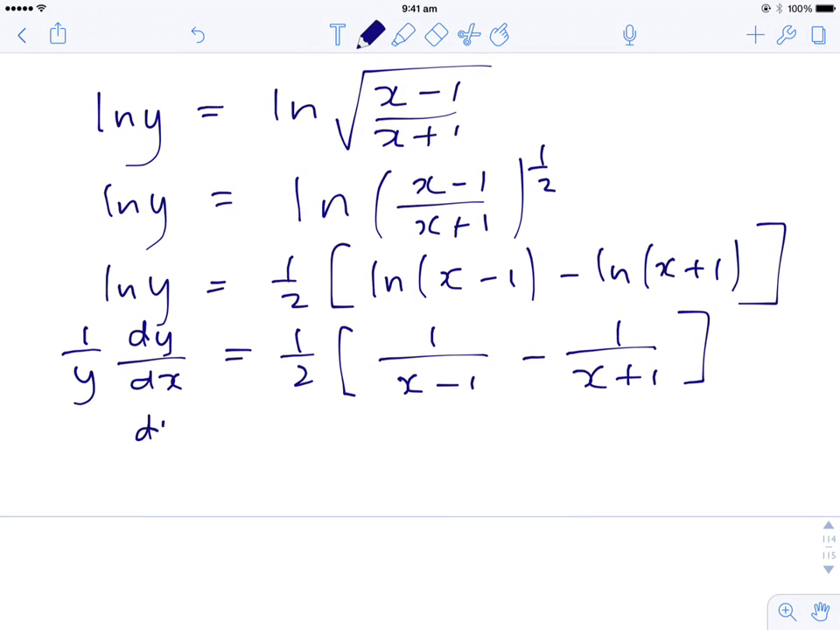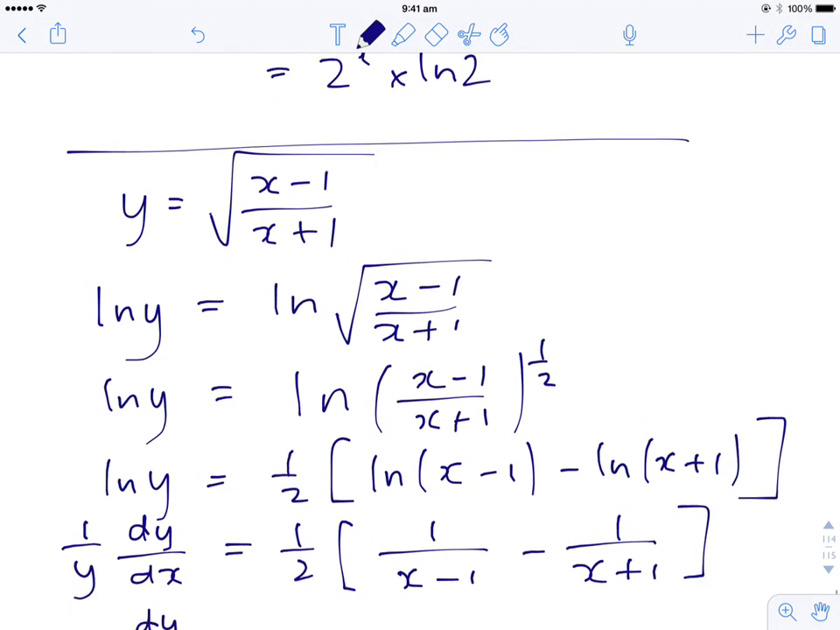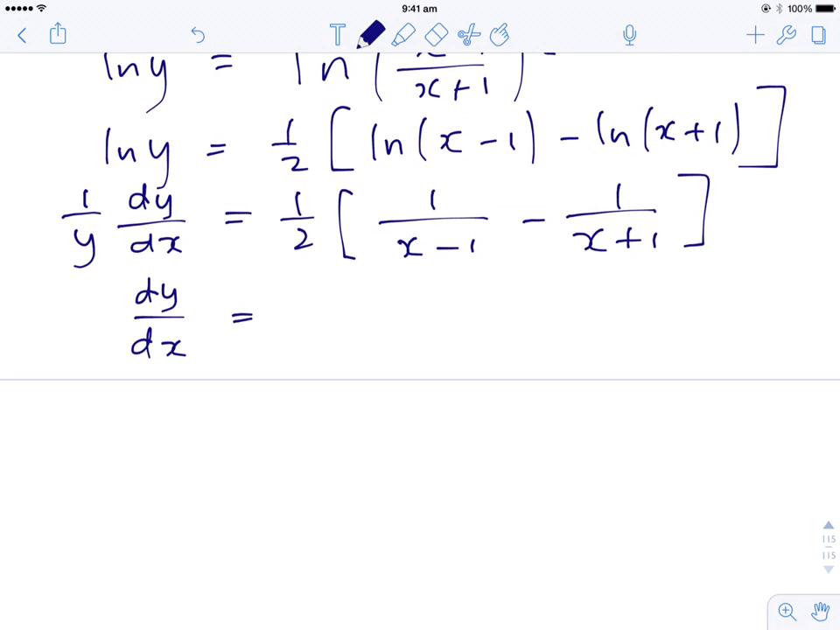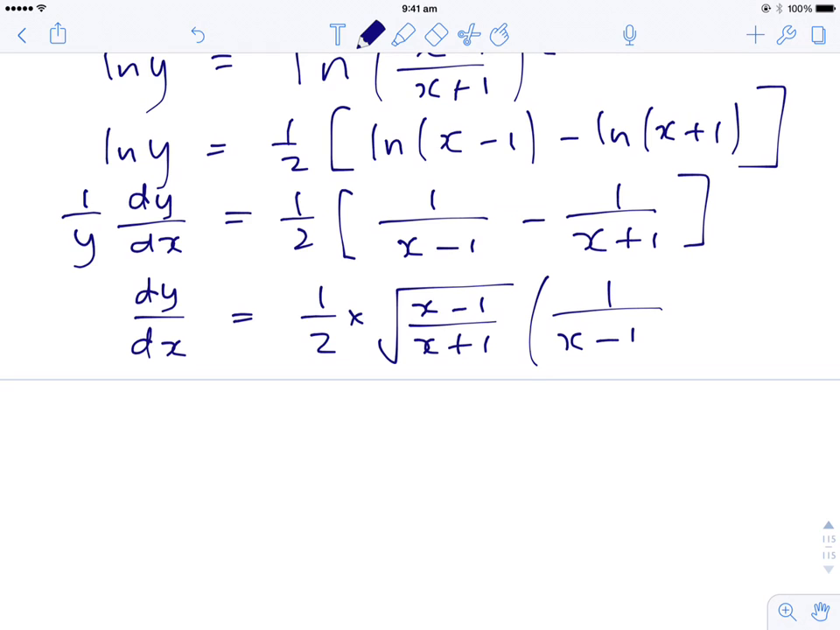Cool. And then timesing both sides by y. Going back to the original version, what y was, that's up the top there. So we get half times root x minus 1 over x plus 1 times that there. Now it might look pretty ugly, but that is still the correct answer for the derivative of that function there. If you did it using the quotient rule and the chain rule, you would get the same thing. It might look different, it might look like it's in a different form, but it is the same thing.